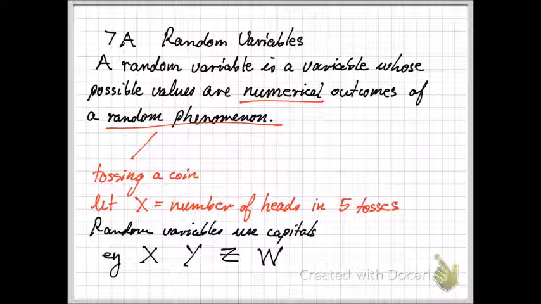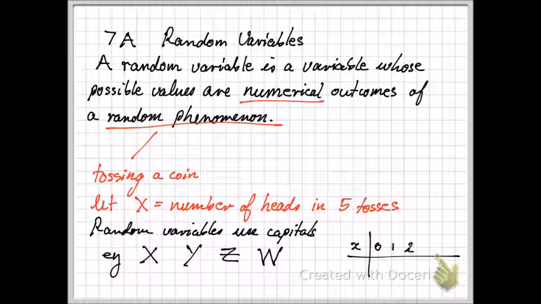So if X was the number of heads in 5 tosses, then the outcomes for that we could list be 0 heads, 1 head, 2, 3, 4 or 5. And then the probability of each would go down here. But the particular outcomes are denoted by a little x there.